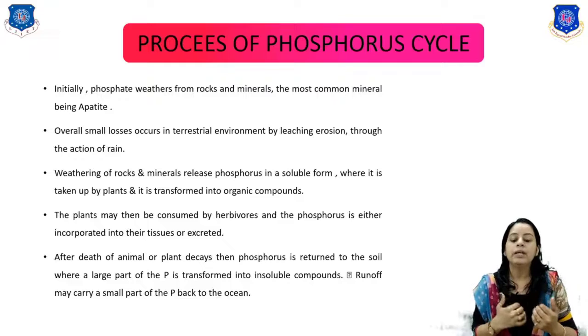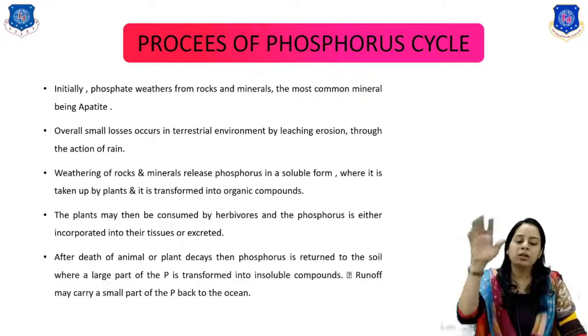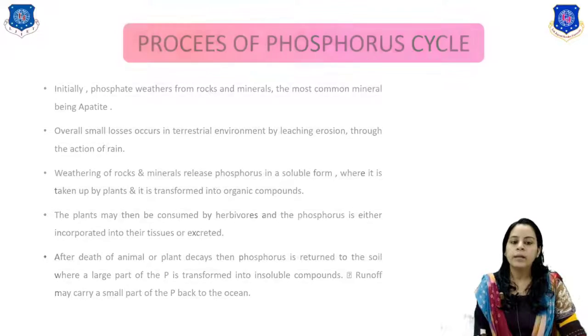And the plant may be eaten by various animals, or herbivores, and the phosphorus is either incorporated into their tissues or excreted, right? So after the death of the animal or plant, the decomposition process occurs, and the phosphorus is returned to the soil, where a large part of the phosphorus is transferred into insoluble compounds, and the runoff may carry a small part of the phosphorus back into the ocean, right? So here the whole process of the phosphorus cycle is done.